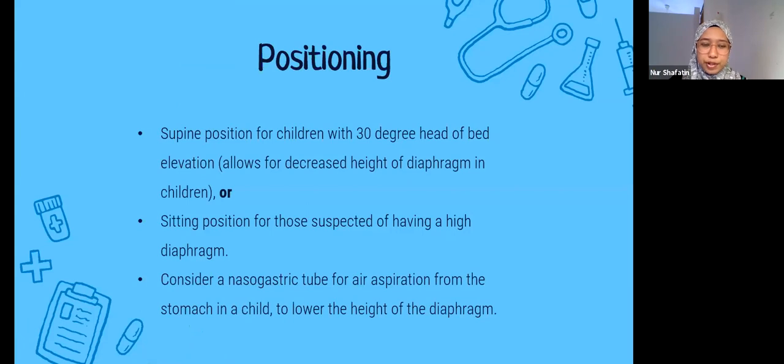As for positioning, supine position for children with 30-degree head of bed elevation to allow for decreased height of the diaphragm in children, or even sitting position for those suspected of having a high diaphragm. Also, you can consider a nasogastric tube for air aspiration from the stomach in a child to lower the height of the diaphragm.